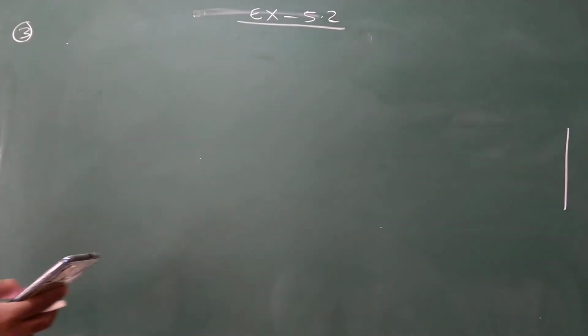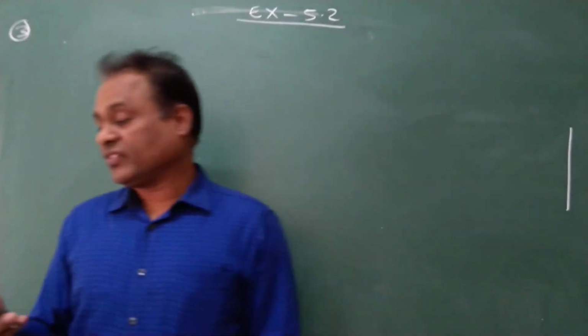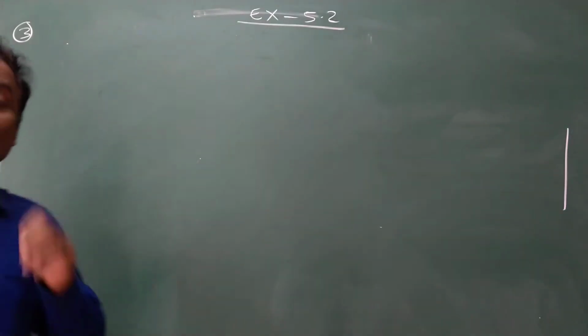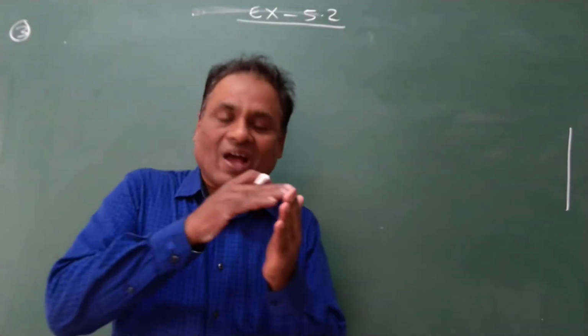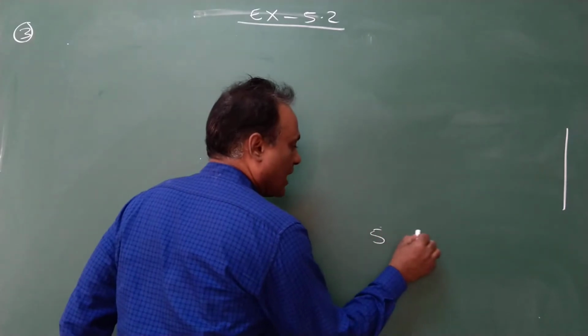Find the consecutive positive integers, the sum of whose squares is 613. Find the consecutive positive integers. Consecutive means one after the other. If one number is 5, the other number is 6.